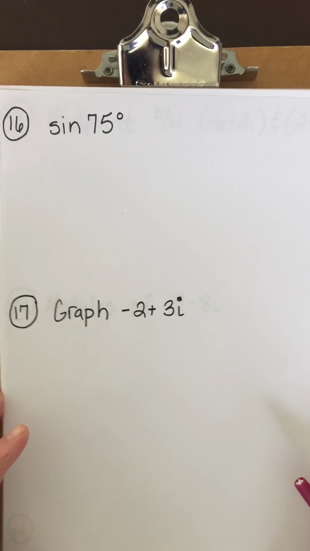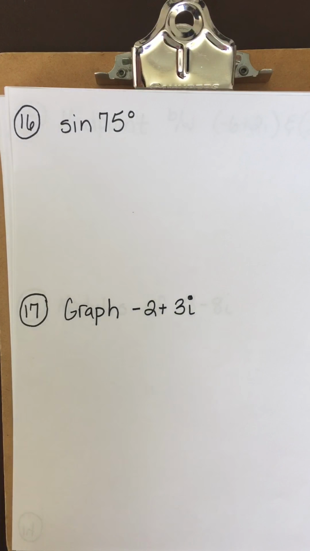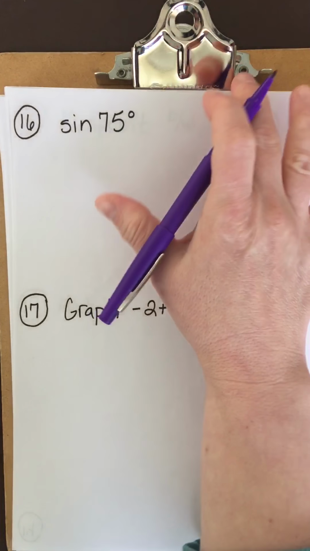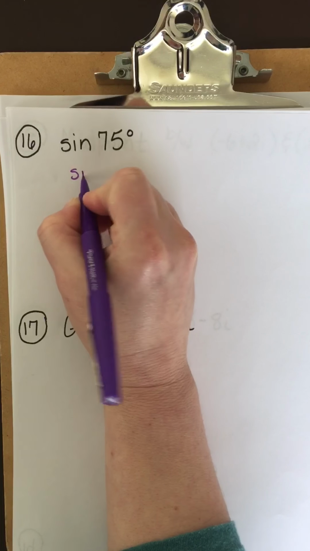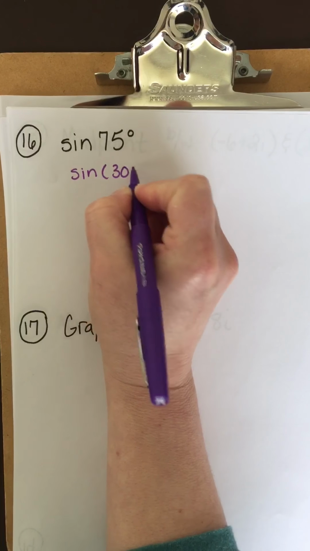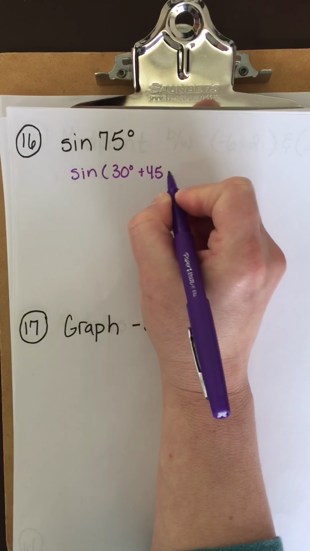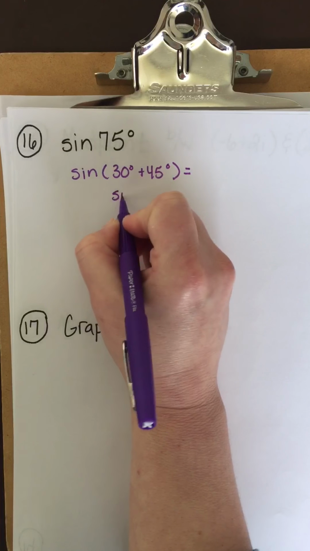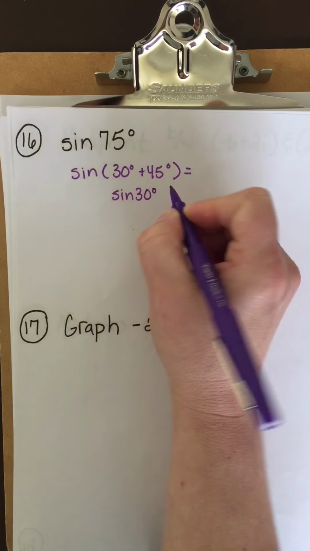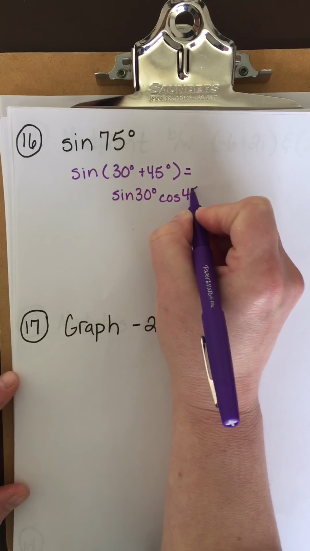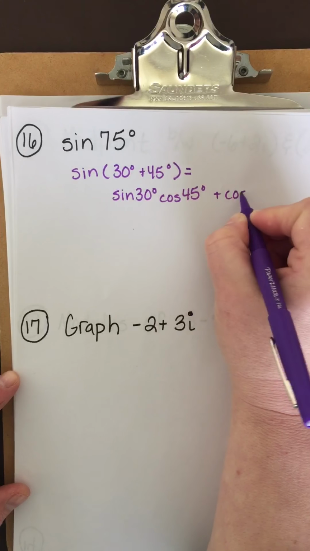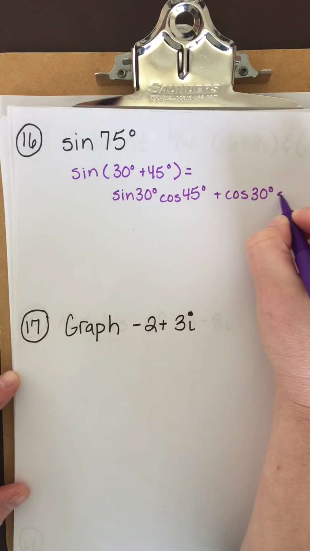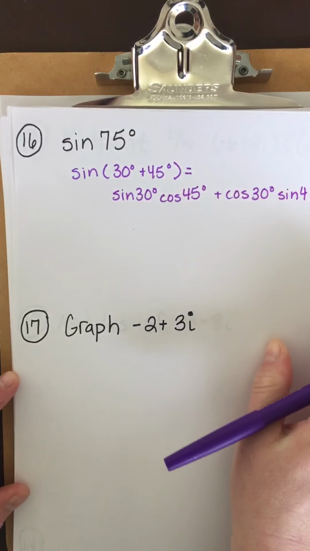All right, for number 16, they want us to find the sine of 75 degrees. 75 degrees is not on the unit circle, so we're going to use a sum or difference, and we want to think about how we could get 75. So I decided to do the sine of 30 degrees plus 45 degrees. All right, and then using my formula, that would be the sine of 30 degrees times the cosine of 45 degrees, plus the cosine of 30 degrees times the sine of 45 degrees.